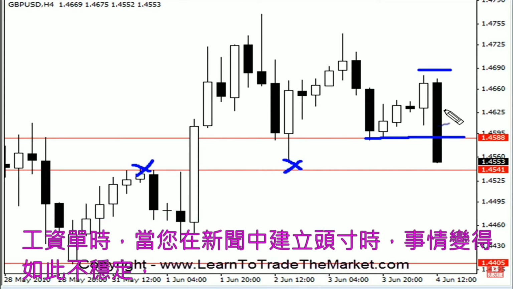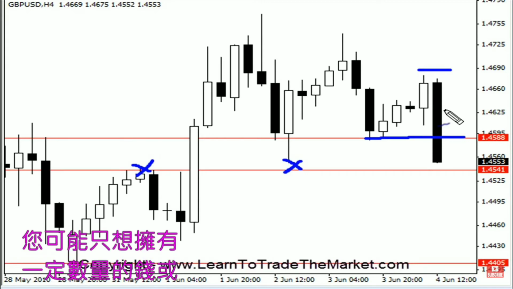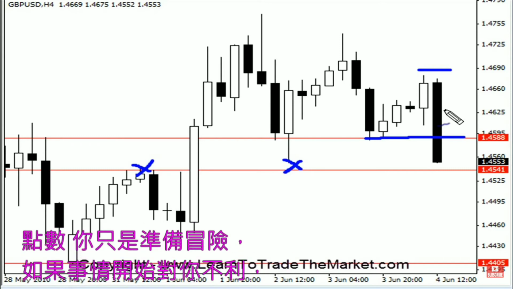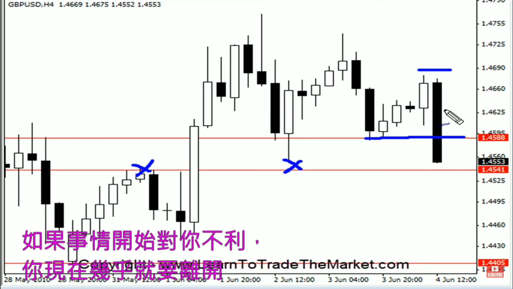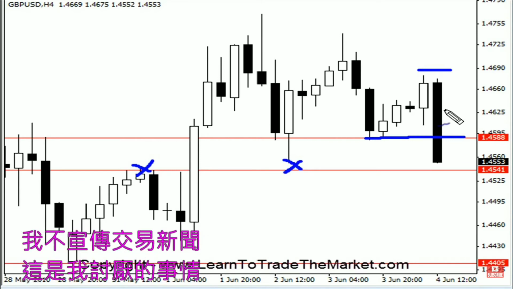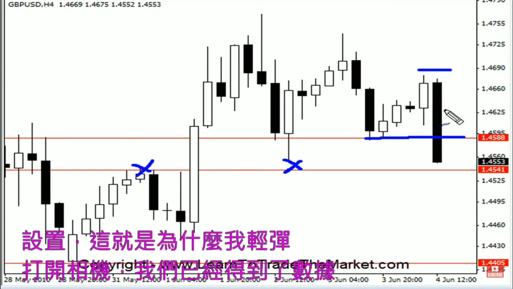When you're entering a position just into the news, you probably just want to have an amount of money or an amount of pips that you're prepared to risk, and if the thing starts to move against you, you're pretty much just going to get out. Now I do not promote trading the news. It's something that I hate. I did see the setup, and that's why I flicked the camera on, and we've got the data coming out, so I kept it in mind.